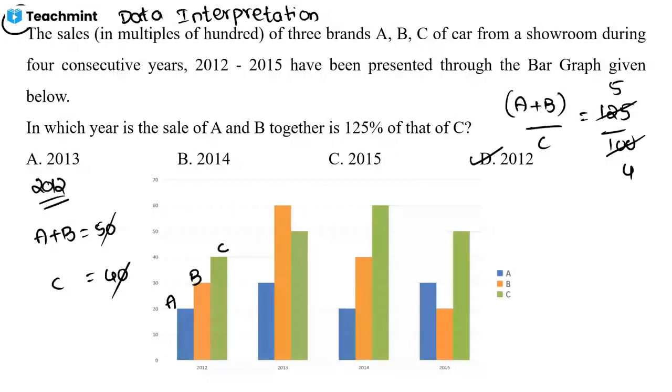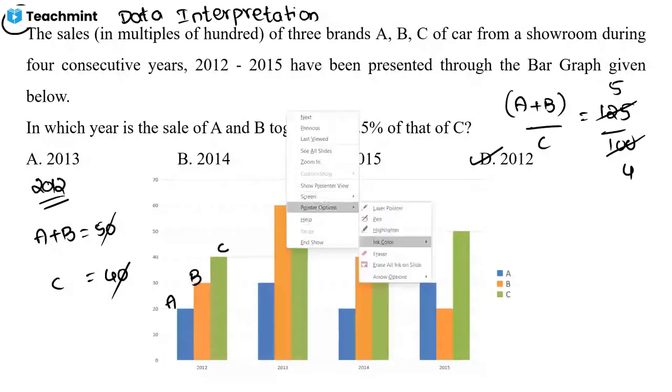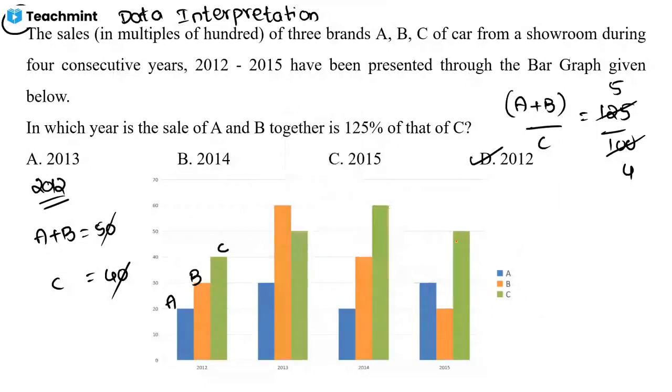In which year A and B together is 125%. 125% means 125 upon 100, which is 5 is to 4. One or two questions related to data interpretation we can expect. One or two questions. Right. Now let's see the next question. This is a very simple question.